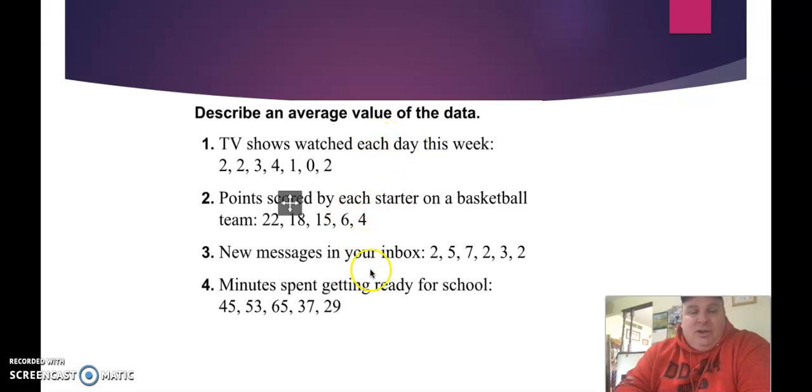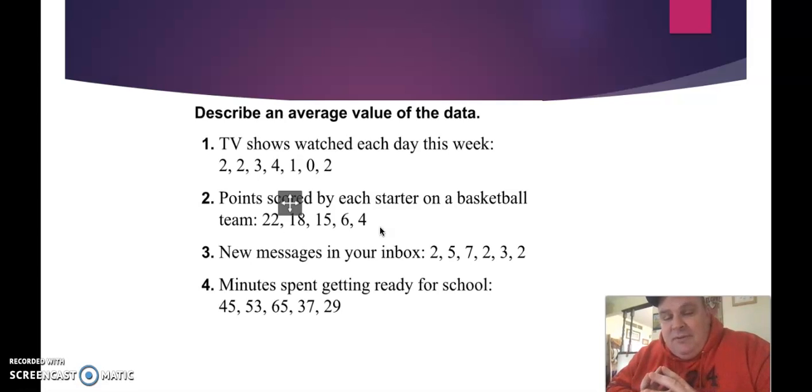So I want you to look at number 2, 3, and 4, press pause, and figure those out by yourselves. Okay, so I went ahead and did number 2, 3, and 4. Let's share our answers. I added up the total number of points scored by each starter on the team: 22, 18, 15, 6, and 4. I came up with 65. You should add these things twice, because if you're going to make a mistake, it's probably going to be in your adding because you're going too fast and refuse to double check. So please double check your adding.